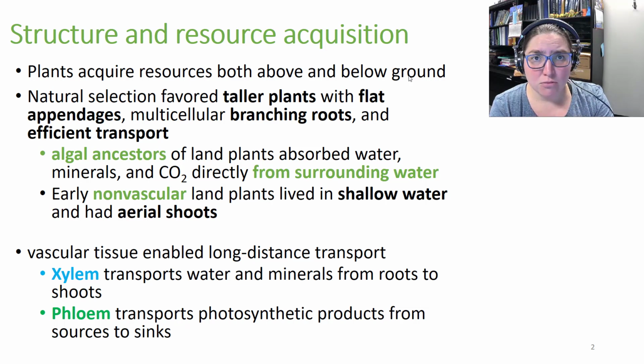Then vascular tissue, like xylem and phloem, has allowed plants to transport water and minerals from their roots to their shoot for xylem, and then phloem transports the photosynthetic product from a sugar source to a sugar sink. And we'll get more into that in this chapter. I know I said last chapter we'd get more into it, but now this is the chapter we're going to talk about it more.